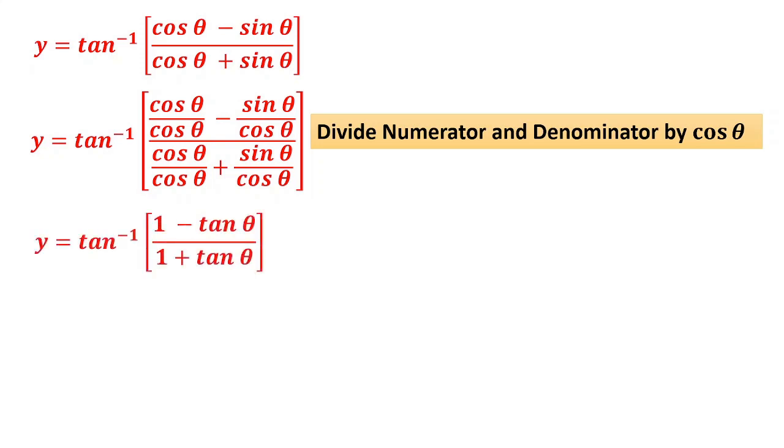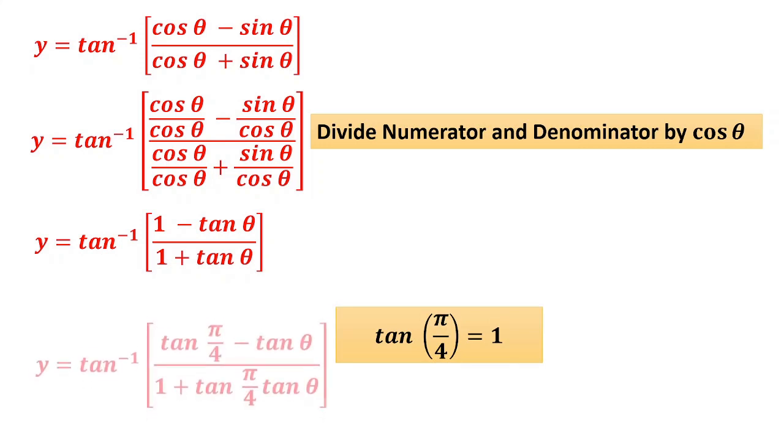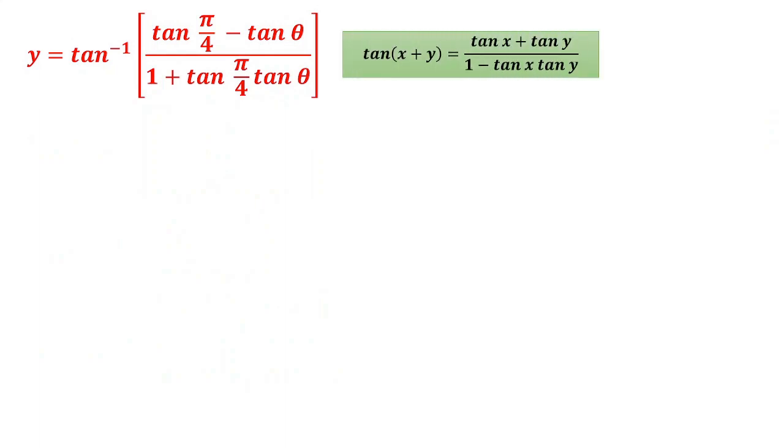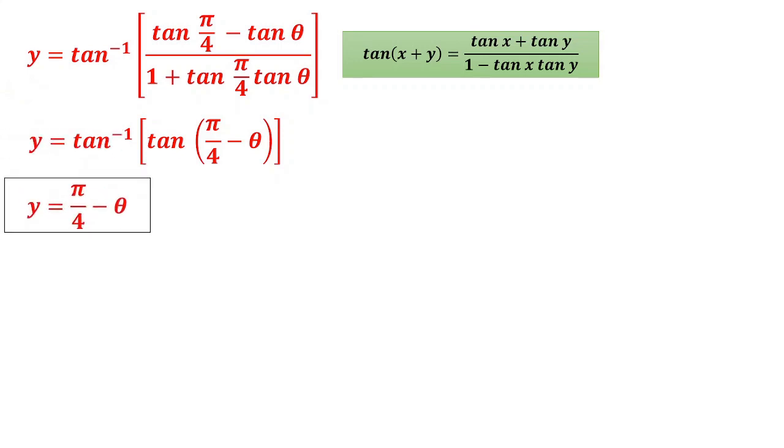Now, once again, we want to use the formula for tan of x minus y. For that, we have the idea that tan pi by 4 is 1. Wherever 1 comes, replace it by tan pi by 4. It will become tan pi by 4 minus tan theta by 1 plus 1 into tan theta, that is tan pi by 4 tan theta. Therefore, it looks like the formula for tan of x plus y or x minus y, whatever may be. Therefore, it is tan of pi by 4 minus theta. Therefore, it will be pi by 4 minus theta.